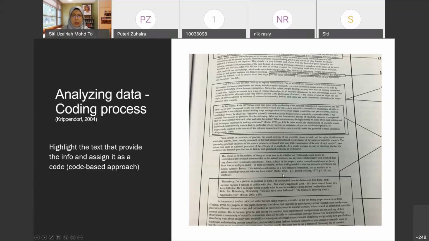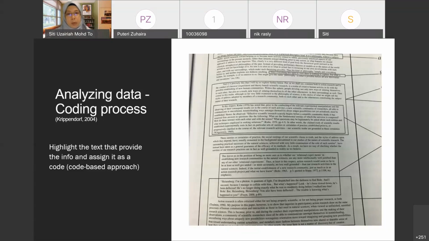Okay, so this is what it looks like. I take this from Krippendorff 2004. He wrote this book on content analysis. If this is your document, it could be your interview or customer complaints or other documents that you try to analyze the content of. So this is how it looks. You actually highlight the content, either the sentence or the paragraph, highlight the text that provides the information and assign it a code, C-O-D-E. It's like coding, like copy-paste, highlighting, but in method terms, it's called the code-based approach. You do the coding in order to identify the code.